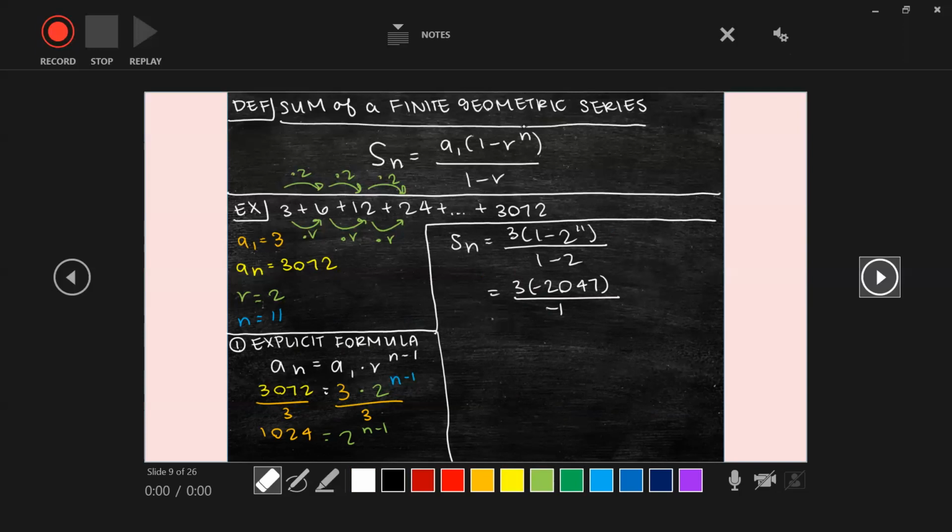It's 3 times negative 2047, which would be negative 6,141. Yep, 6141 over negative 1. So it's 6141. That is the sum of the finite geometric series. That is the answer.